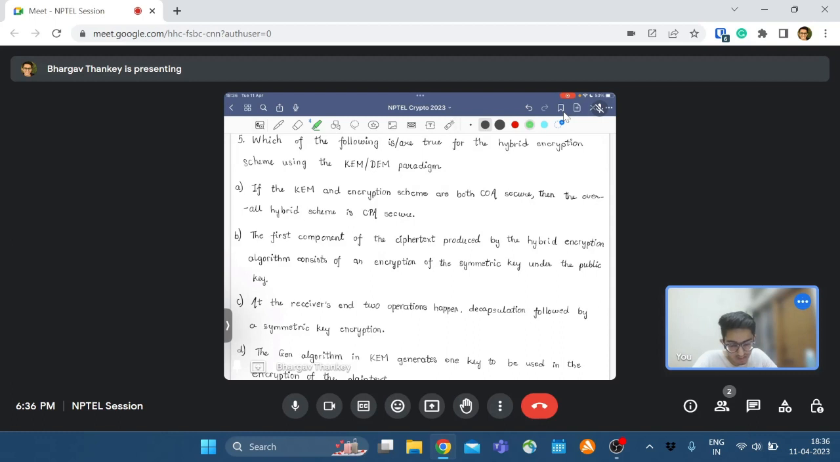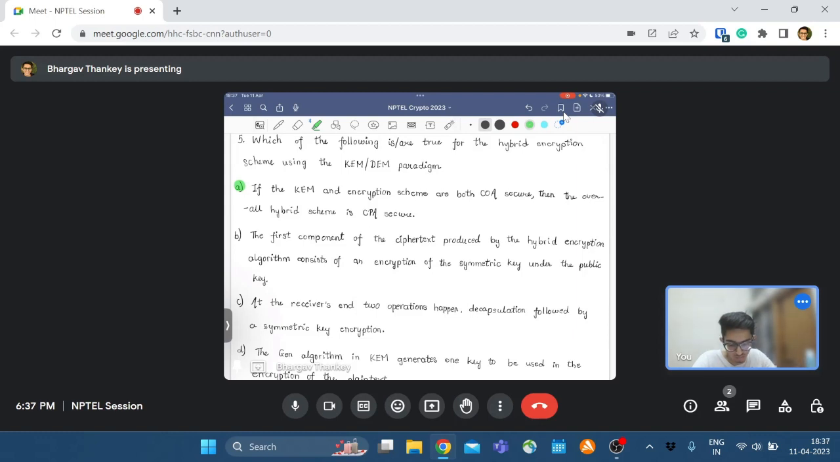Option A is if the KEM and encryption scheme are both COA secure. Recall that in the public key setting, COA security implies CPA security. So if KEM and encryption scheme are both CPA secure, then the overall hybrid scheme is also CPA secure. Yes, this is true. We saw this in class.